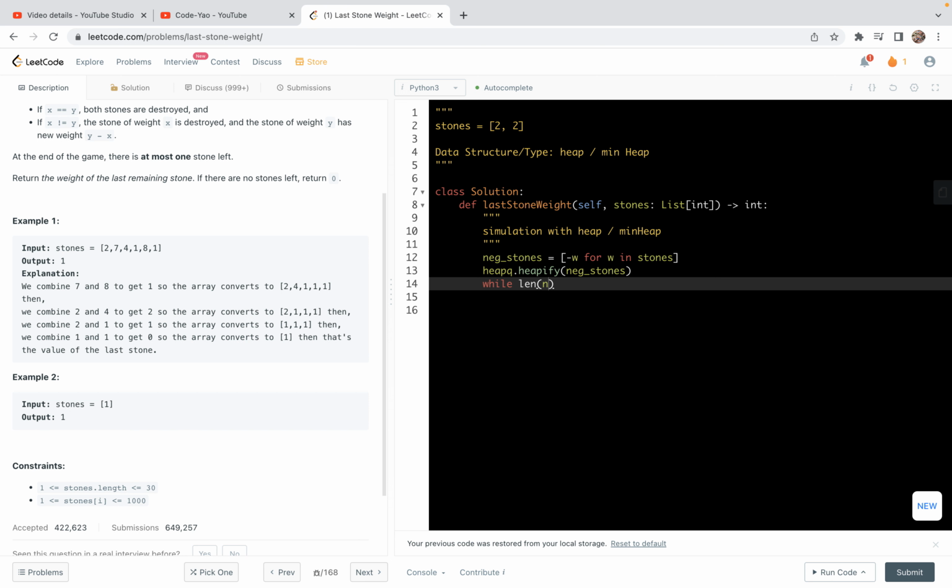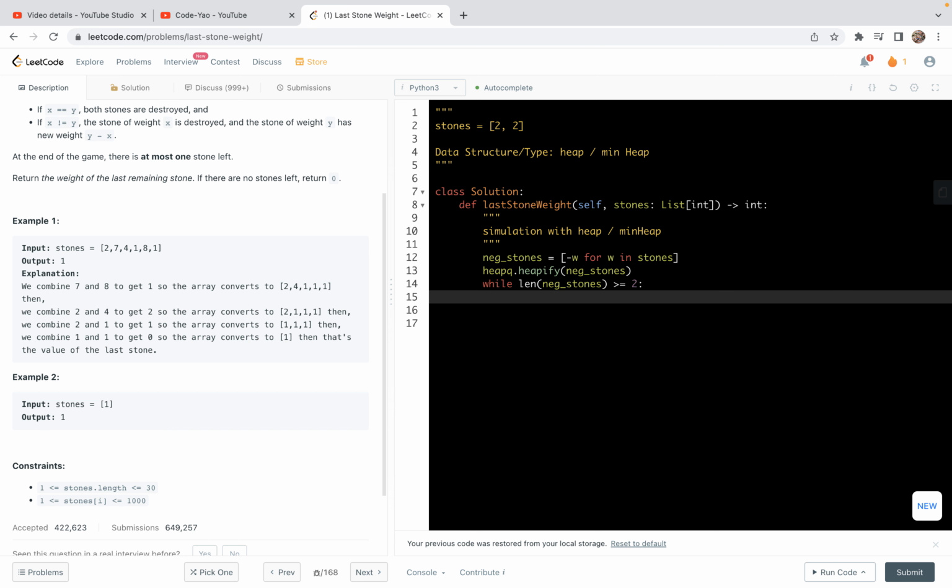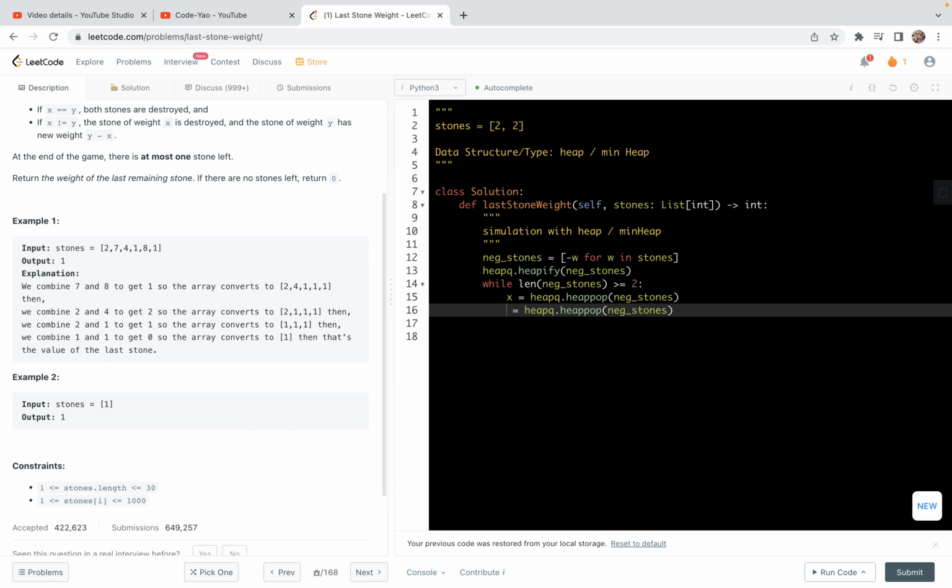While the length of neg stones is greater than or equal to 2, in other words strictly larger than 1, we are going to make two pop operations. So heapq.heappop, popping from neg stones. Let's do it again, and let's modify this x to be y. Notice that x and y are negative, and they are the two largest in absolute value. In other words, x and y correspond to the two heaviest stones.